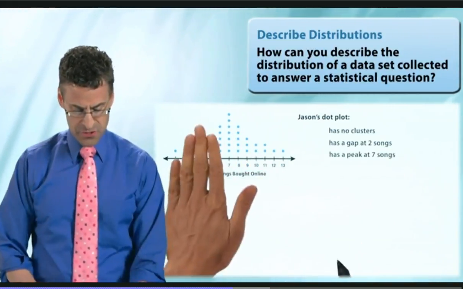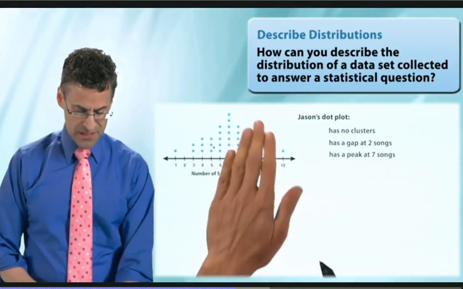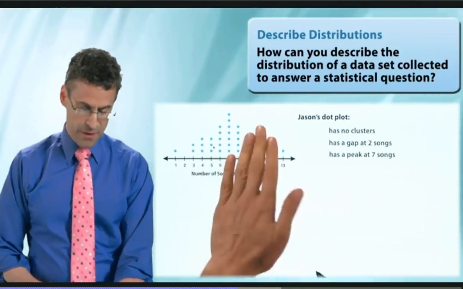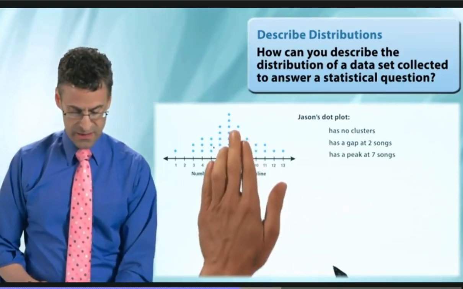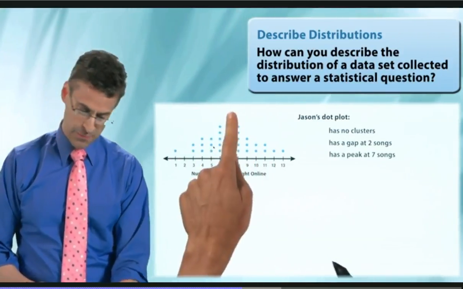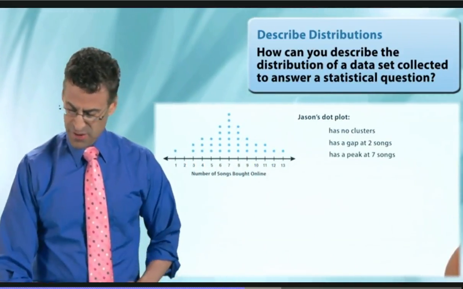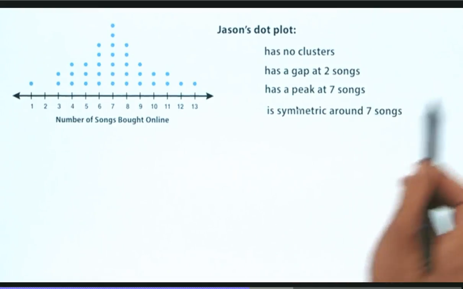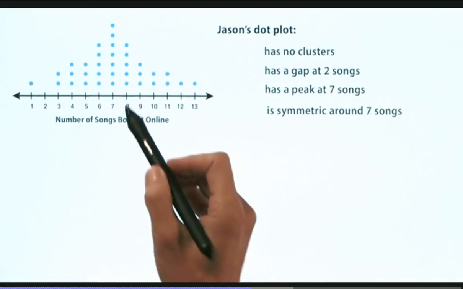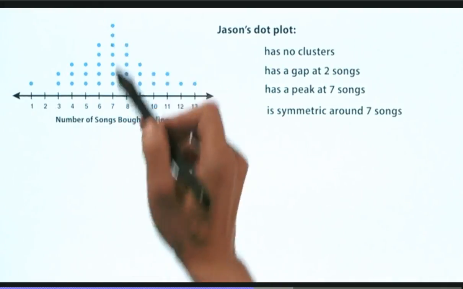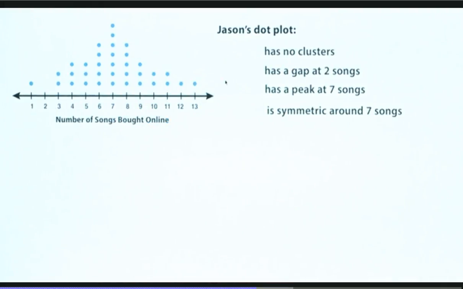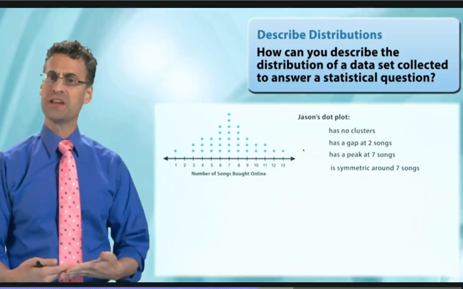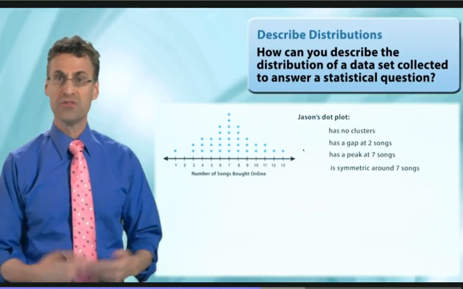And notice visually, around 7 there's kind of a mirror image of itself. These points drop here, and the points drop here similarly, and we call that a certain amount of symmetry. So we can say that the dot plot is symmetric around 7 songs: what happens before looks like the mirror image of what happens after. That's just some observations about the data, looking at it visually.